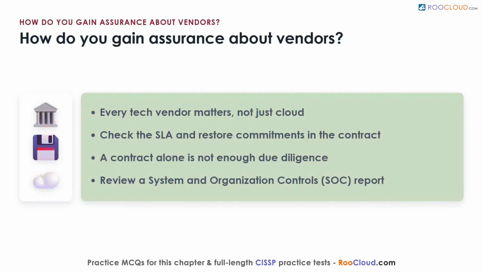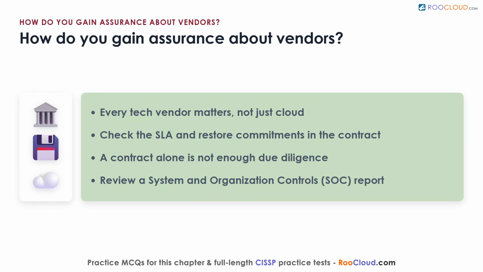How do you gain assurance about your vendors? Start by recognizing that every technology vendor matters, not just the cloud providers. Their own continuity arrangements directly affect whether you can keep running during a crisis. So when you outsource something critical, say email and calendaring to a software as a service provider, check whether the contract spells out the service level agreement and the provider's commitments to restore operations after a disaster.